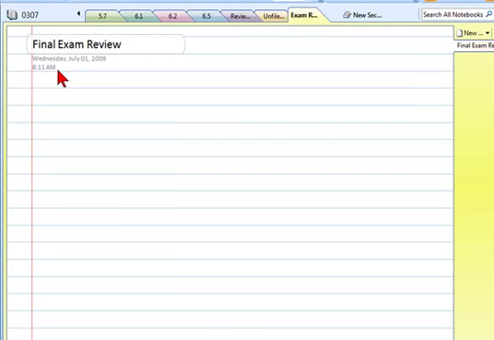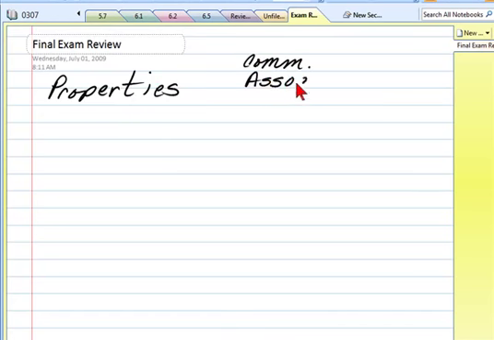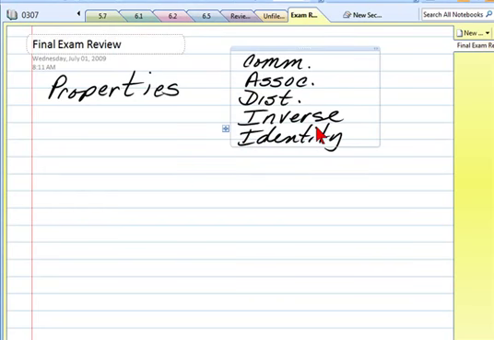All right, first 6 are about properties. You need to be able to identify the properties. I will be glad once again to put the names of the properties up on the board, and they will be commutative, associative, distributive, inverse, and identity. And you will not be required to say the associative property of addition, just associative property, and you can abbreviate if you'd like.